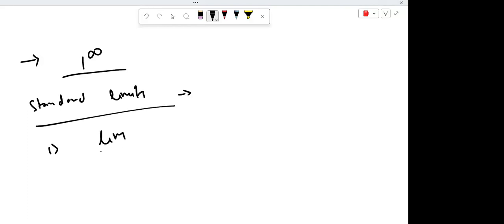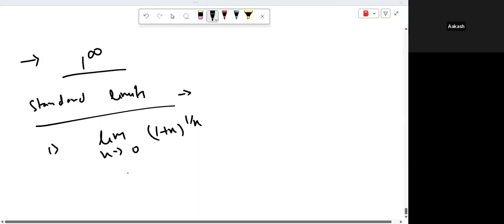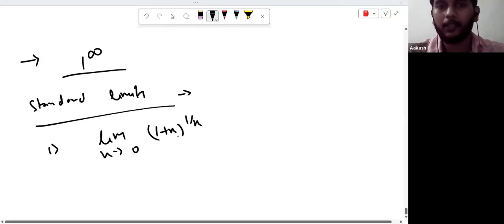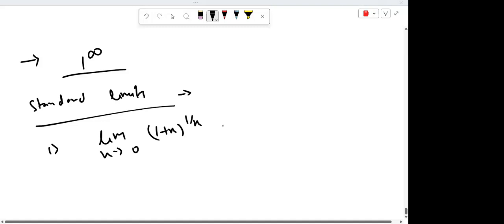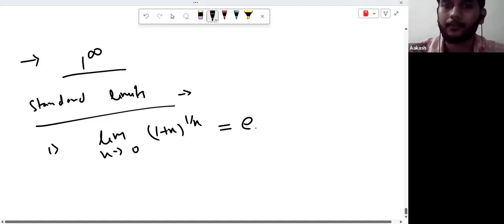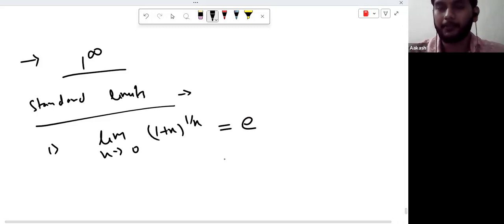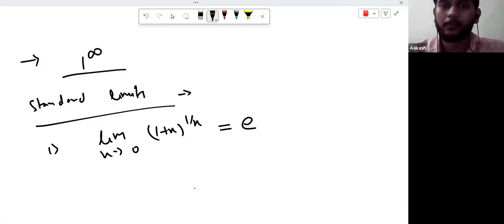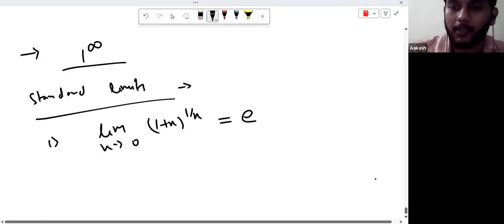First one is limit x tending to 0, (1 plus x) to the power 1 upon x. Now, if you look at this, put the value x equals 0, you will get 1 to the power 1 upon 0, which is infinite. So this is 1 to the power infinite, right? Yes, sir. So I can say this is e. This is a standard limit: (1 plus x) to the power 1 upon x is e.